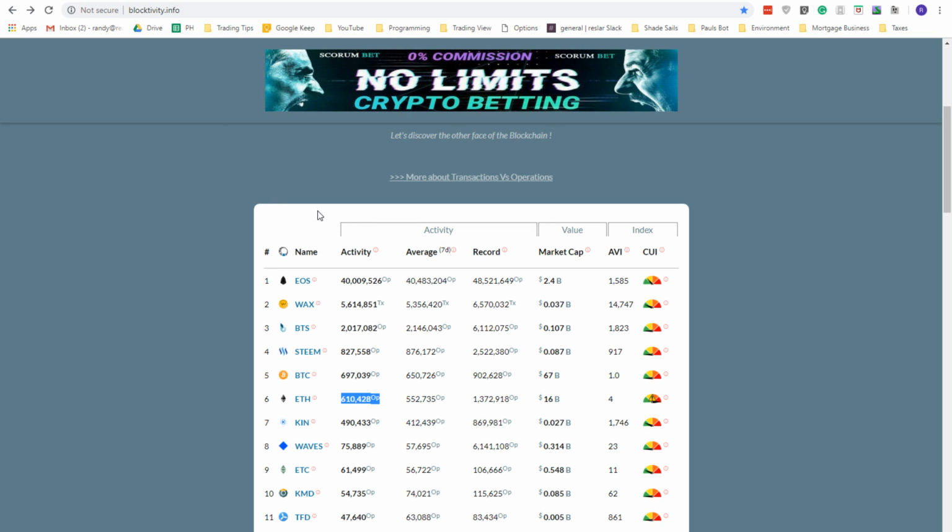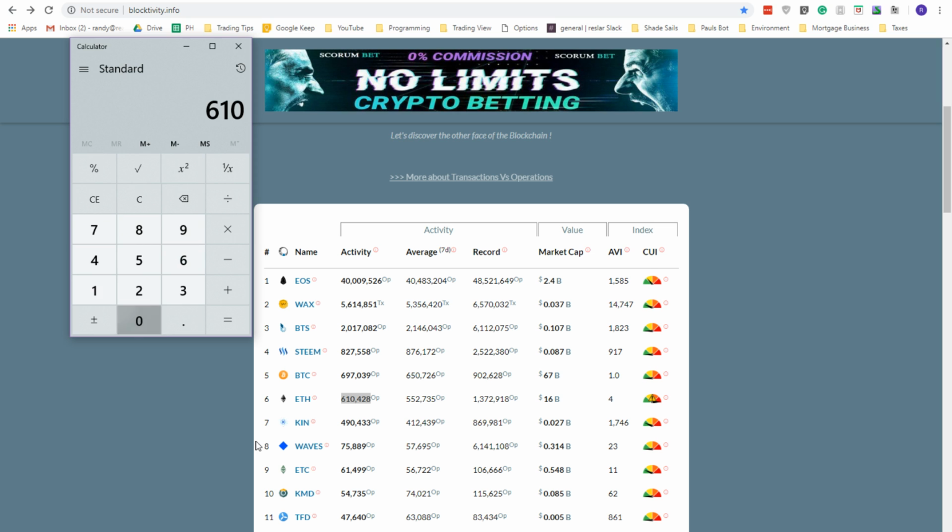Now we can go back here to our blocktivity.info site, and let's take Ethereum here. 610,428 transactions. Now, I think something's a little bit wrong with this algorithm here. This is the total activity in 24 hours, and this is the total average over 7 days. So I think this is the way it's worded, I think this is average over 7 days, but it's worded like the average total in 7 days. But I'm going to play the benefit of the doubt, and I'm just going to say, let's give it 610,428 transactions per day, right? So that's how many transactions per day. How many days are there? 365. You know, Ethereum never closes.